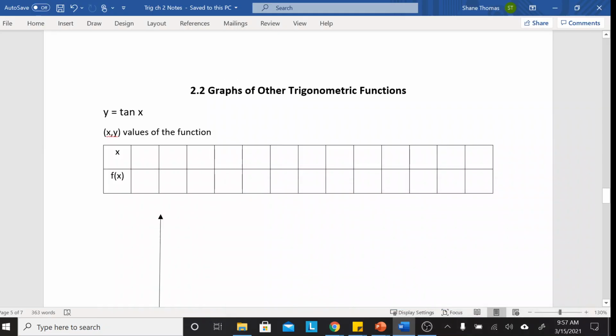Today we're going to look at graphs of other trig functions. Now obviously, sine and cosine are a big two. That's why I spent more time on sine and cosine than the others. That's why we did that extra packet, and that's why I want to see how you do with it. We're going to look at tangent here today, and then we're going to look at the other 3 tomorrow.